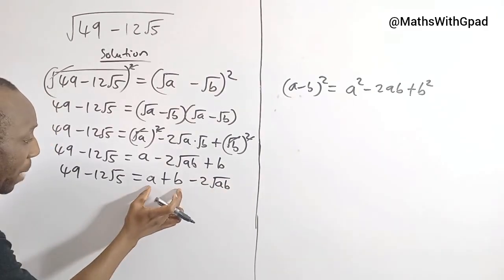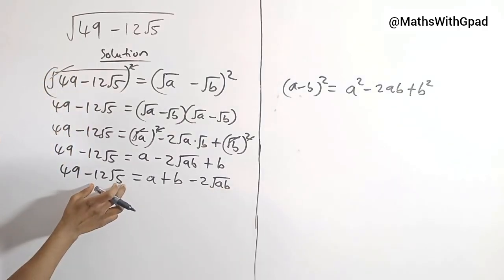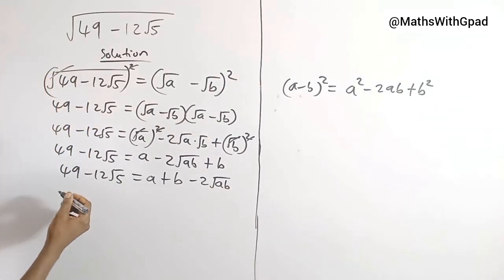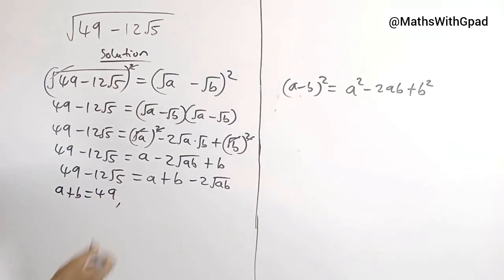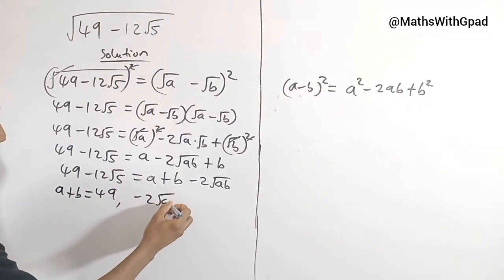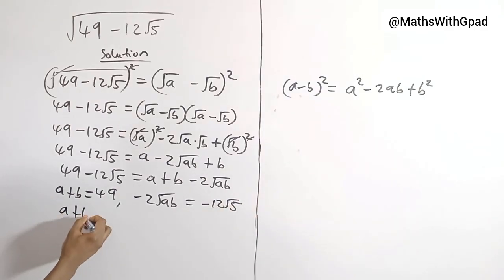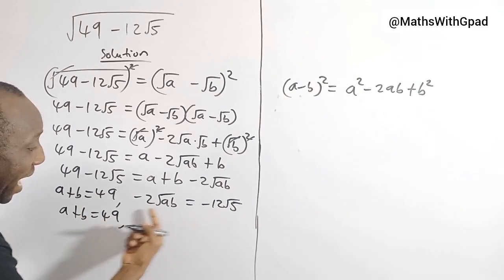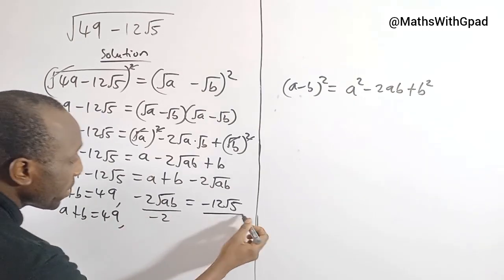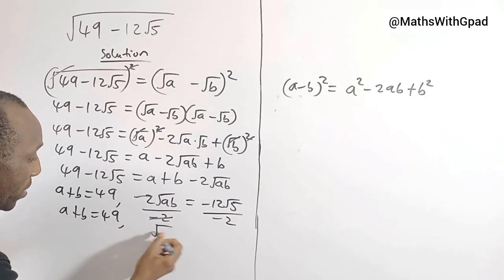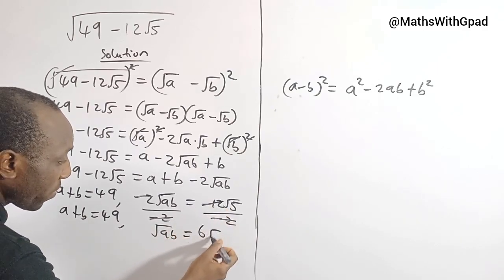Now, by comparison, A plus B will be equal to 49, and then minus 2 root AB will be equal to minus 12 root 5. So I will simply say that A plus B is equal to 49, and then what? Minus 2 root AB is equal to minus 12 root 5. Now, moving on, A plus B is equal to 49 here. What about this? See, I can divide both sides by negative 2. So if you divide this by negative 2 and this by negative 2, this cancels this. You have root AB is equal to what? Minus 2 cancels this. You have 6 root 5.